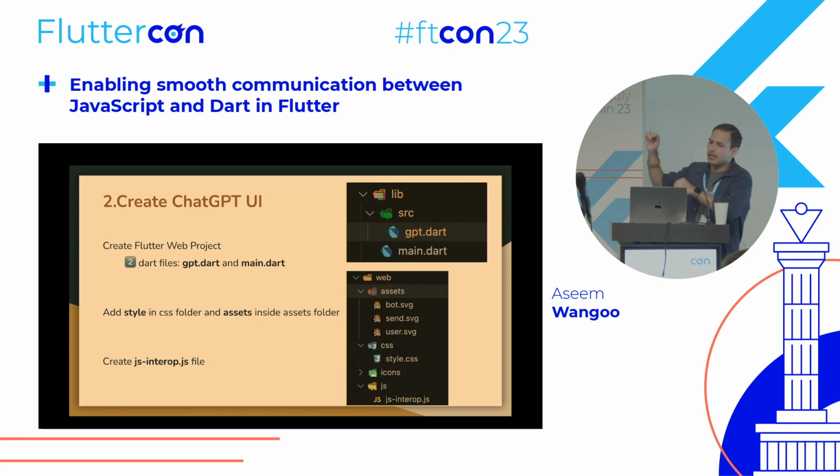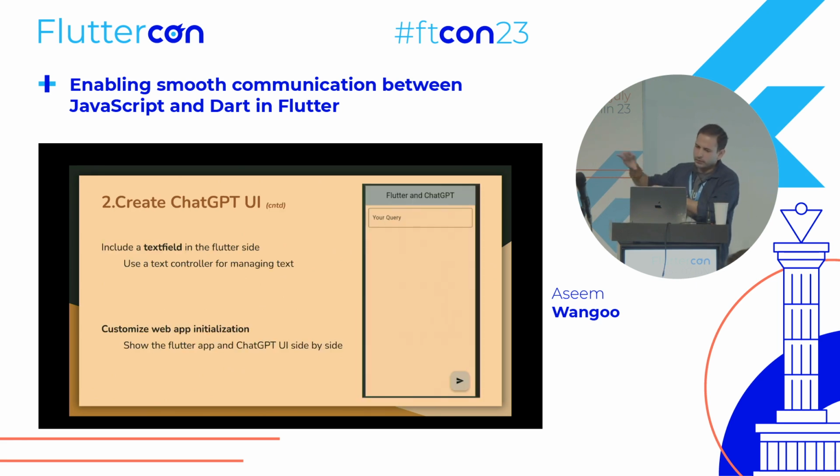The next part is how to create ChatGPT UI. So for that, we will be creating a Flutter web app. Only 2 Dart files needed, the main.dart and gpt.dart. Next, if anyone has created a Flutter web project, we come with a by default web folder, which in this case we modify a bit. We place some assets, we place some CSS, which should be looking like ChatGPT UI. And then we have this main important file, which is the JS interop file, which will be taking care of sending over our prompts to GPT.